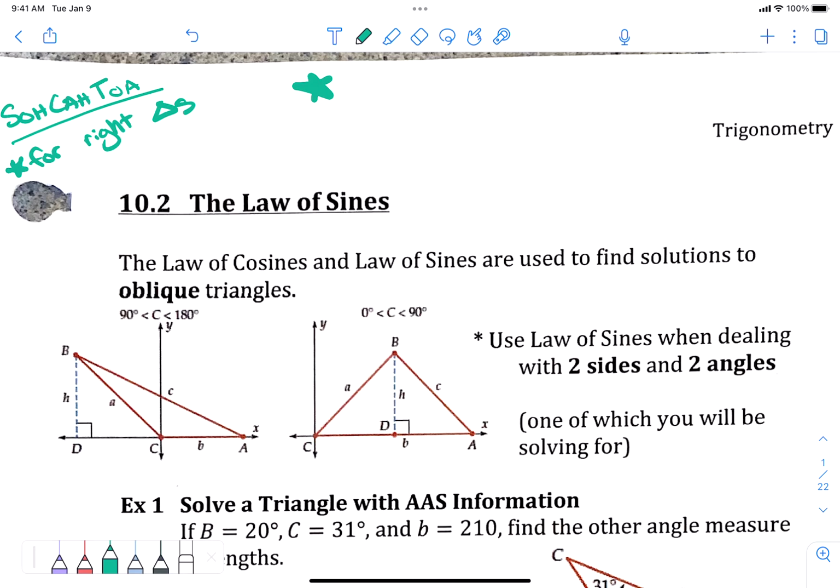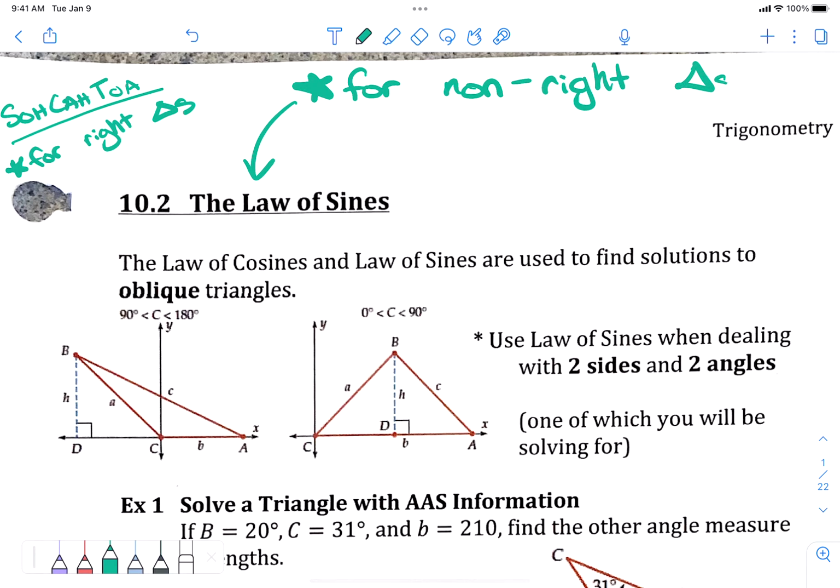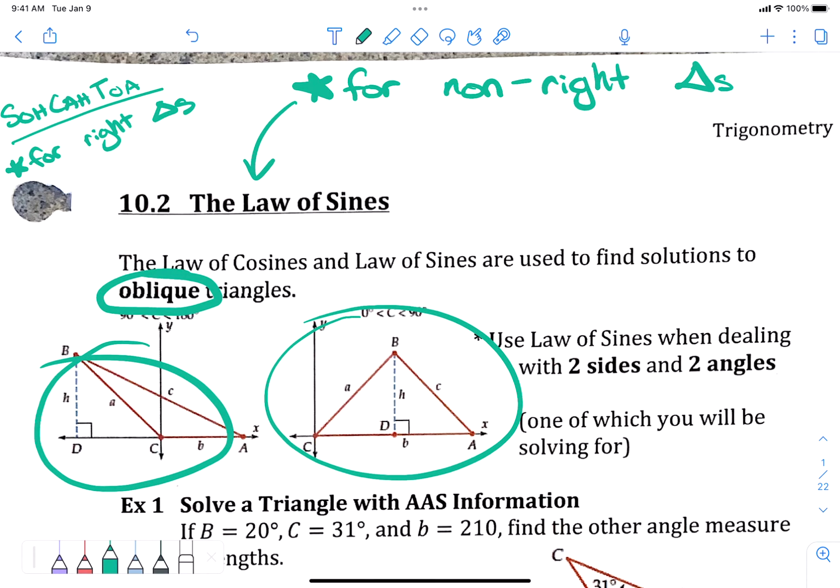So I'm going to say the law of sines. This is for non-right triangles. Now, another word for non-right triangles is something called an oblique triangle. So circle that word down below. Oblique is just saying a non-right triangle, so either an acute or obtuse triangle. Oblique triangles. This one is an obtuse triangle. This one's an acute triangle. Okay. So there is that.